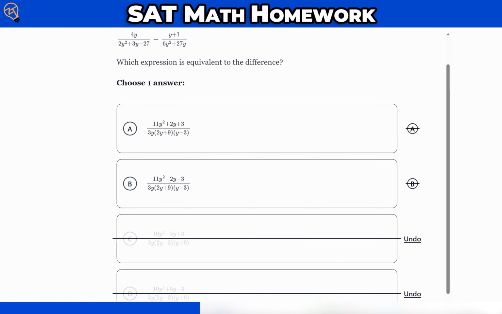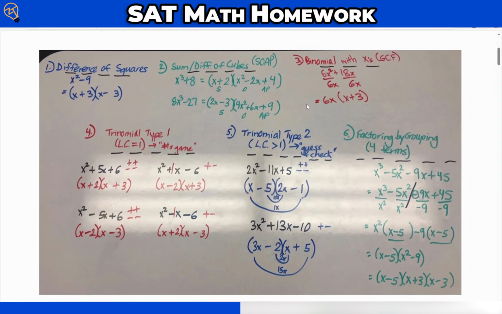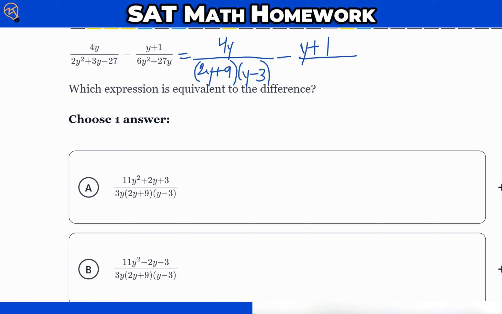Unfortunately, they're quite similar, with the only difference being the signs in front of those terms. So let's go ahead and continue factoring. We already said that this denominator is going to factor as 2y plus 9 times y minus 3. And then we'll go ahead and rewrite the 4y on top. And then we have this minus. I'm going to rewrite the y plus 1 for now. And when we want to factor this denominator, let's look at which scenario that falls under. So notice that's going to be scenario 3, where it's a binomial with x's or y's in our case, which basically means we're getting out the greatest common factor. So we're going to factor out a 3y that they have in common.